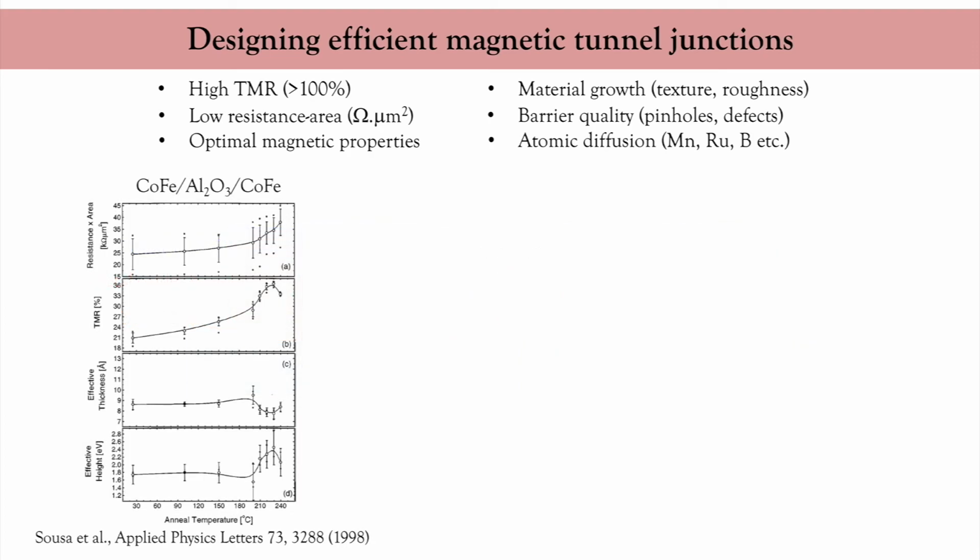Here, Souza and co-workers annealed an aluminum oxide barrier and obtained a dramatic improvement of the TMR around 230 degrees Celsius. This improvement is correlated with an optimal barrier height and an optimal barrier thickness, which are associated with an optimal oxidation condition of the barrier. Now, increasing the annealing further favors the diffusion of certain chemical species, such as manganese, ruthenium, boron, that can deteriorate the performance of the device. So you have to fine-tune and find the best annealing conditions.